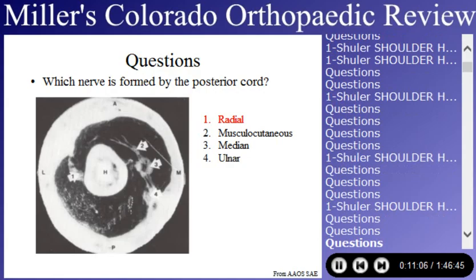If you now know the radial nerve crosses from lateral to medial, you've got it on the diagram. The spiral groove is approximately 13 centimeters up from the elbow joint, and the nerve pierces the lateral intermuscular septum about 7.5 centimeters up from the lateral epicondyle. So the answer is 1, the radial nerve.